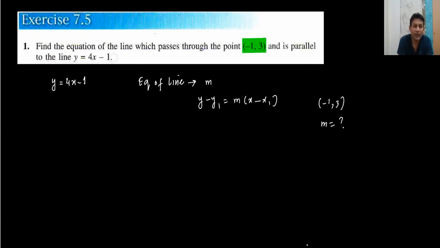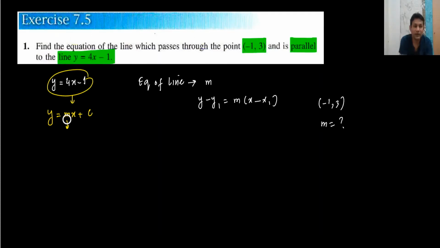So how can you find the gradient? Because the line is parallel to this line, the gradient of this line will be the same as the gradient of the given line. It means we have to find that gradient. As we know, the standard equation of a straight line is y equals mx plus c, where m is the gradient. So we just have to compare these two equations and check it out.